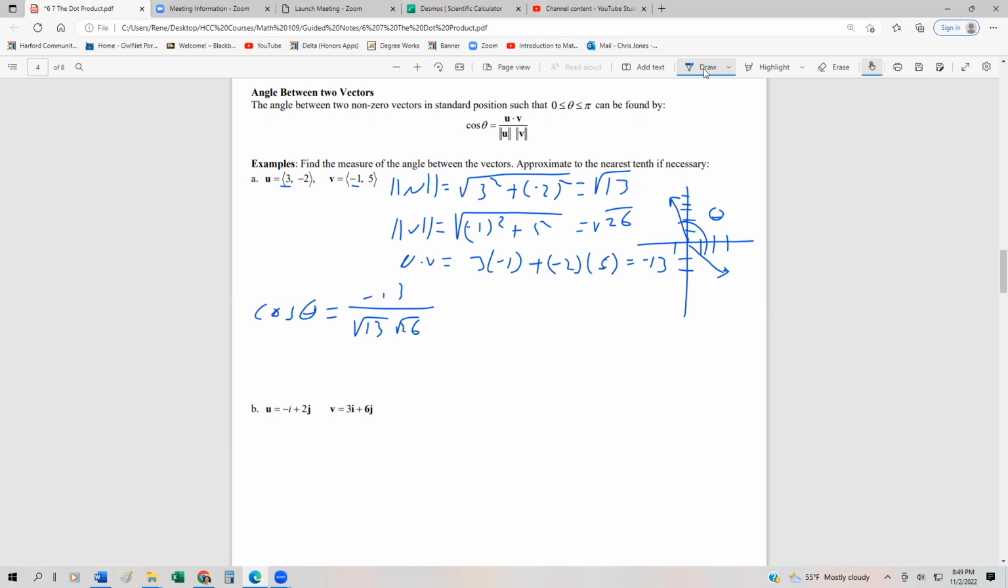Now, this one's actually really cool because we can get a full angle for this one. Let's go ahead and just use our calculator. This is actually going to work out to be something really nice for us. So theta is going to be equal to the inverse cosine of -13 divided by the square root of 13 times the square root of 26. Let's go in our scientific calculator and figure that out.